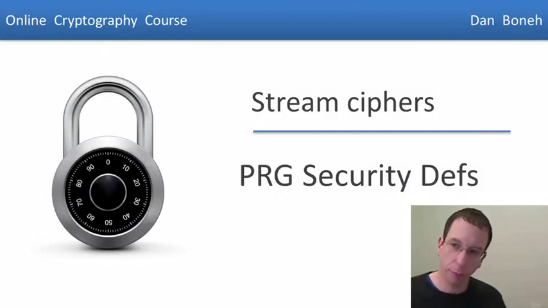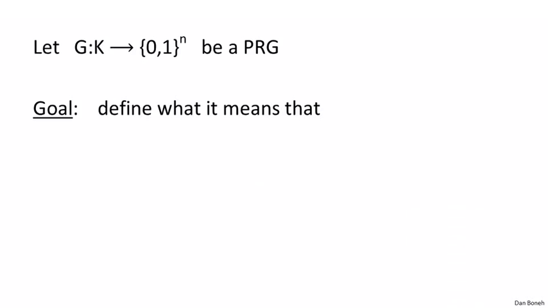In the next 3 segments, we will change gears a little bit and talk about the definition of a PRG. This definition is a really good way to think of a PRG, and we will see many applications for this definition. So consider a PRG with key space K that outputs n-bit strings. Our goal is to define what it means for the output of the generator to be indistinguishable from random.